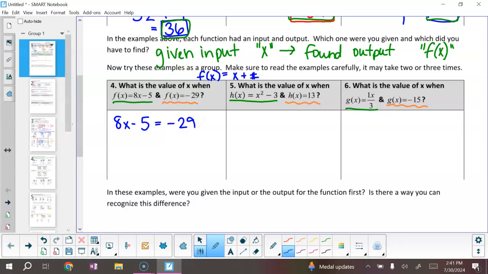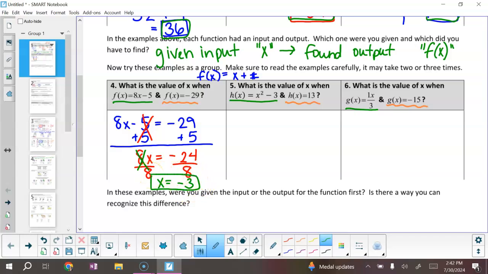Now, once you've got it written, you just have to go about and solve it. You're solving for x. So again, we're going back to our algebra days, and we're solving these equations for x. The first thing we're going to do here is add this 5 over. And that gets rid of those on that side. So we have 8x equals negative 29 plus 5, which is negative 24. And then we have to divide by 8. And so over here, those are gone, and you get x equals negative 3.